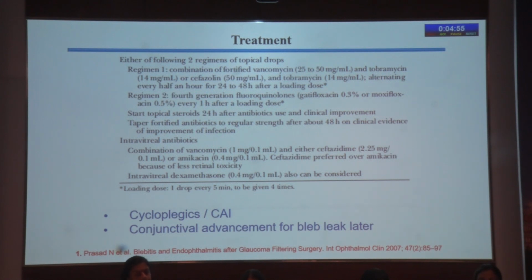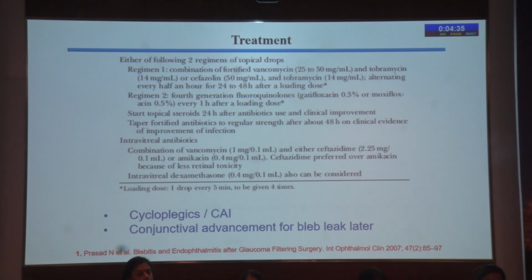However, with this treatment, you need to give a loading dose for it to be effective. A loading dose consists of giving 1 drop every 5 minutes, at least 4 to 5 times, and then start with the hourly regimen. You want to give cycloplegics and also systemic carbonic anhydrase inhibitors because they help in taking care of the bleb leak if at all it is present.